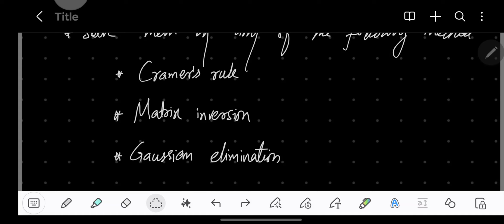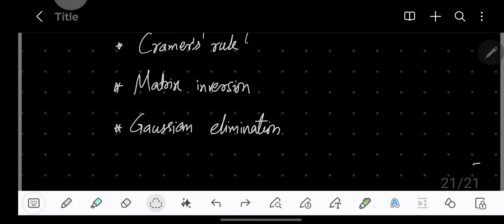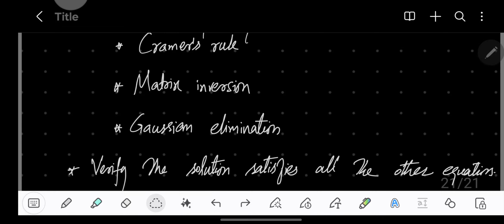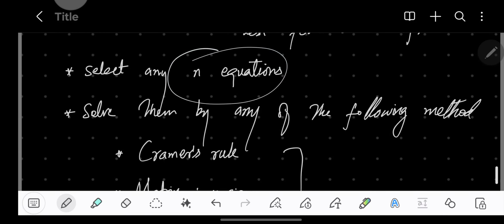We have studied all of the methods, so you can use any of the methods to solve the system of n linear equations. Once you solve the system of n linear equations, which are actually a subsystem, you have to verify the solution for the rest of the equations. Because from the first n equations you will get some solution, so that solution must be verified for the other equations which were not picked in these n equations.